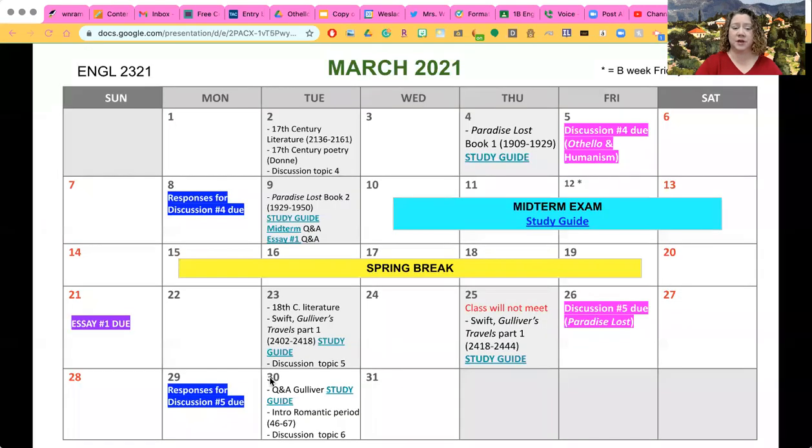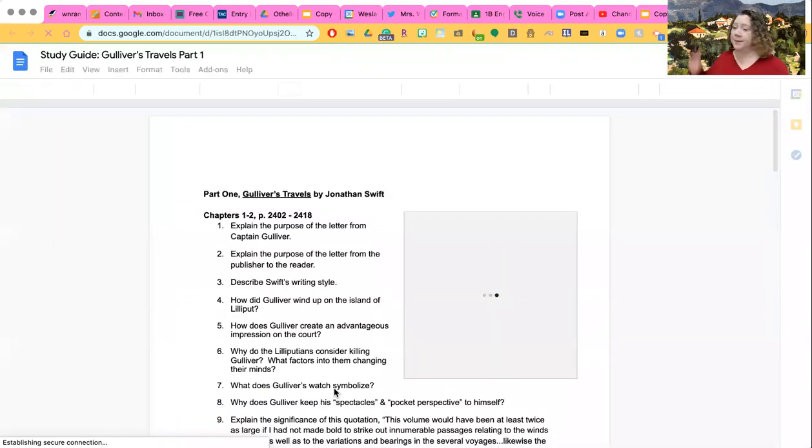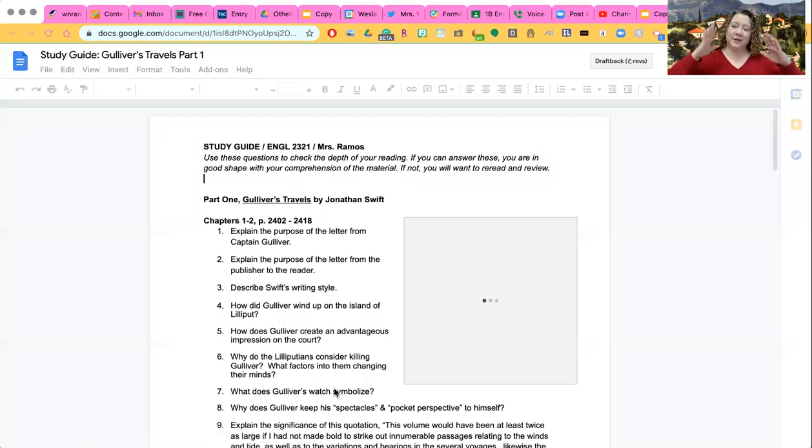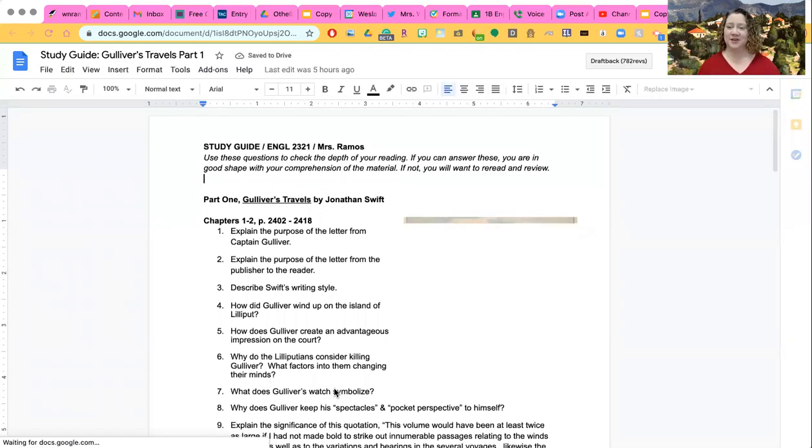I think maybe we should start with the Gulliver's Travels study guide. I tried to pick an image for my background today that was kind of like, I am big and this town is tiny, but I don't know if I was successful or not.